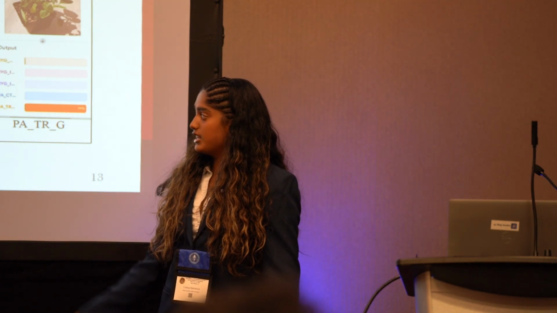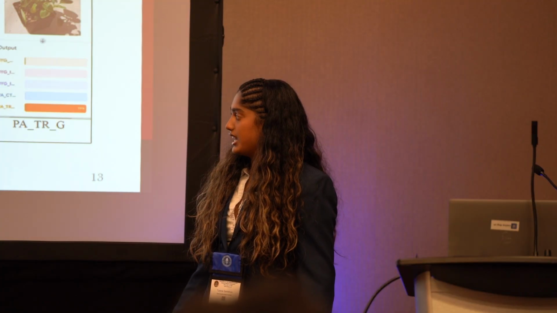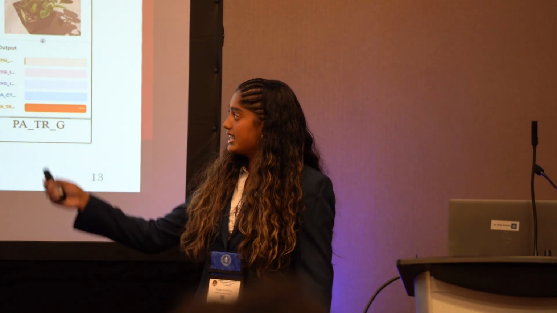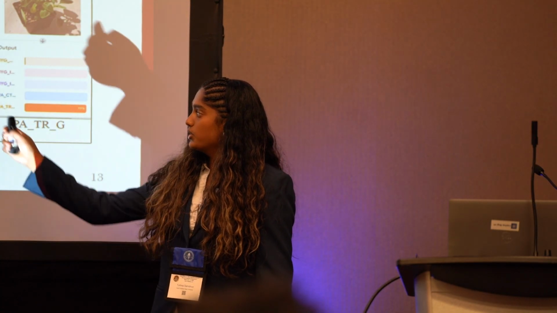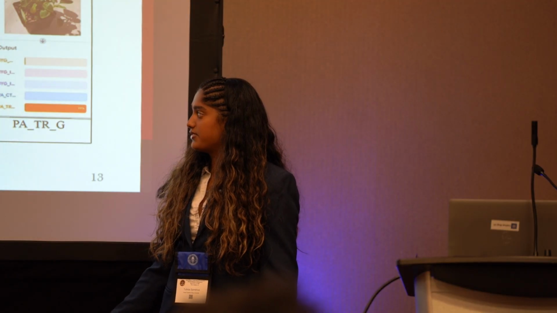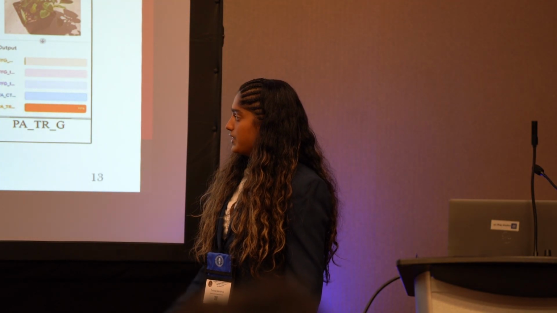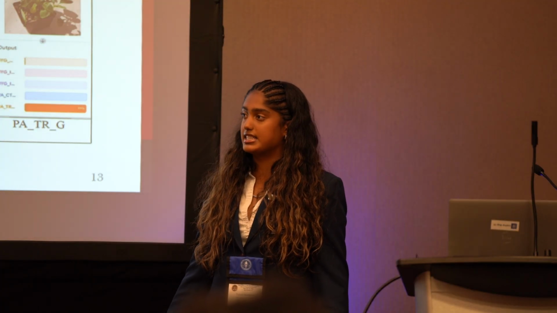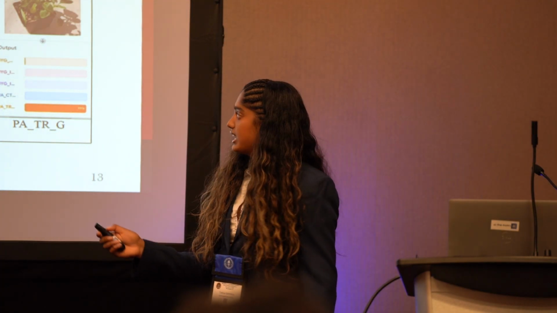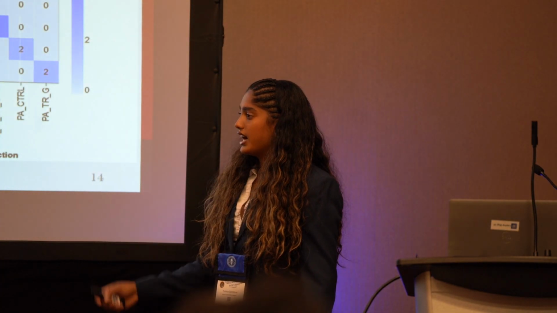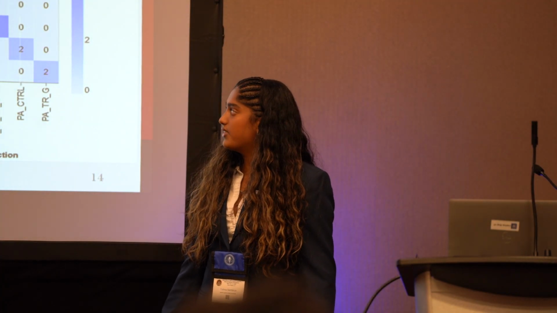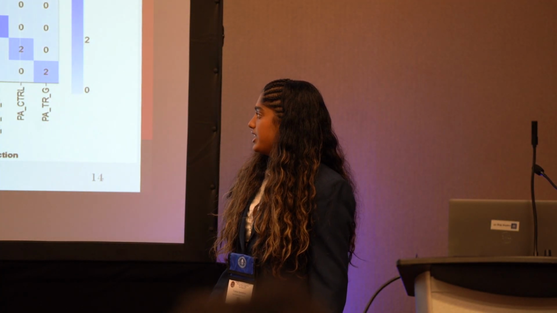For example, here in the middle, we have the barnyard grass treated with glyphosate, and it accurately predicted it 98% of the time, with only 2% misclassifying it as the barnyard grass control. There was also strong separation between the Palmer amaranth classes, despite its very small dataset. Our confusion matrix was used to evaluate the performance of our classification model.